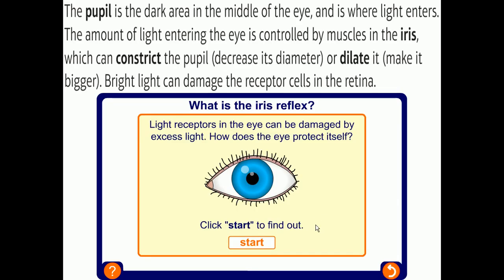We've learned about reflexes, for instance, the iris reflex, where when there's suddenly bright or excessive light, the pupils constrict because the iris becomes larger. And this causes the pupil's diameter to decrease, reducing the amount of light that enters the eye so it doesn't damage the receptor cells located in the retina.